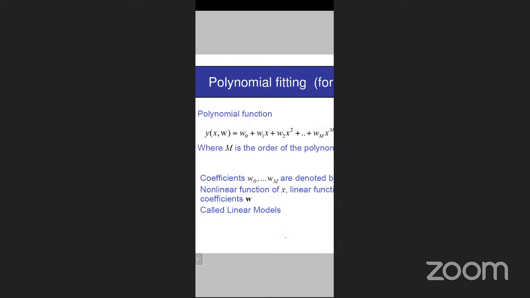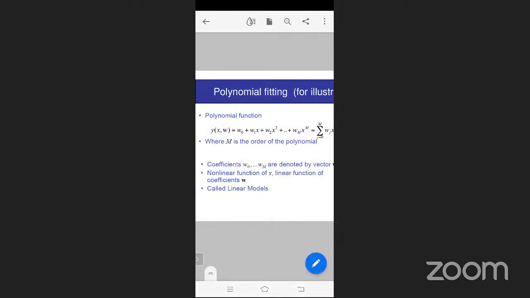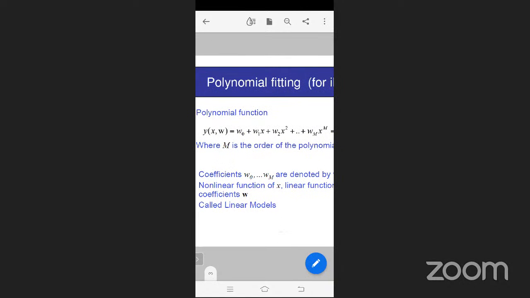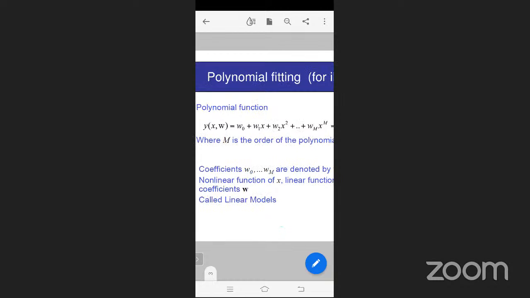In general, the curve that I will fit is a polynomial. If it is W0 plus W1x, what is the type of curve? It is a straight line. If it is W0 plus W1x plus W2x squared, what type of curve is it? A quadratic curve. Then if it is W0 plus W1x plus W2x squared plus W3x cubed, it is a cubic curve.